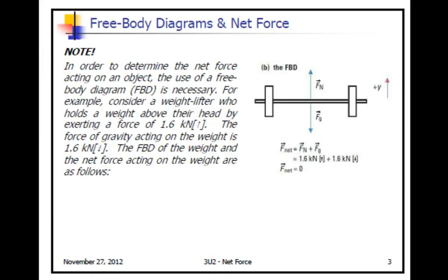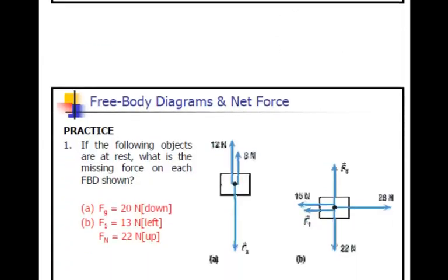Let's consider a weightlifter who holds a weight over their head by exerting a force of 1.6 kilonewtons up. The force of gravity acting on the weight is 1.6 kilonewtons down. So the free body diagram of the weight and the net force acting on the weight would be as follows. On the right you see F net equals Fn plus Fg. Fn is 1.6 kilonewtons up. Fg is 1.6 kilonewtons down. In order to add those, it might be better to switch so that they're both facing the same direction. So it would be 1.6 kilonewtons up minus 1.6 kilonewtons up, and that would get us to 0. So there would be a 0 net force.